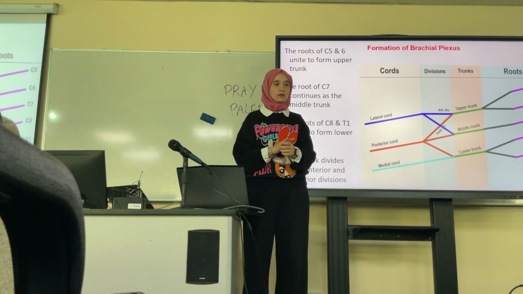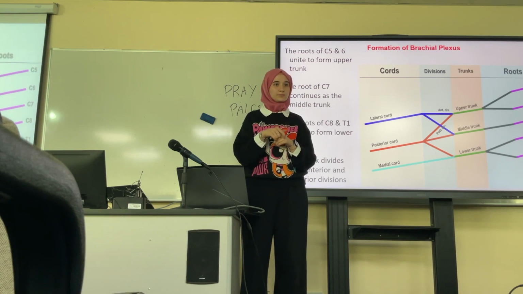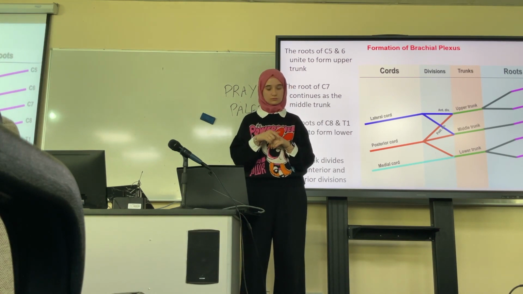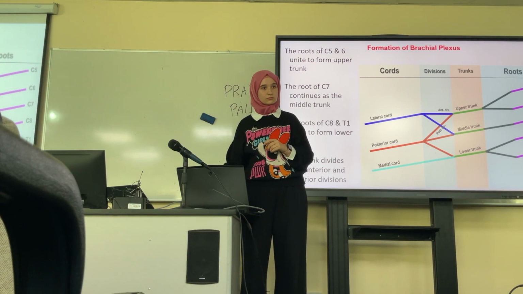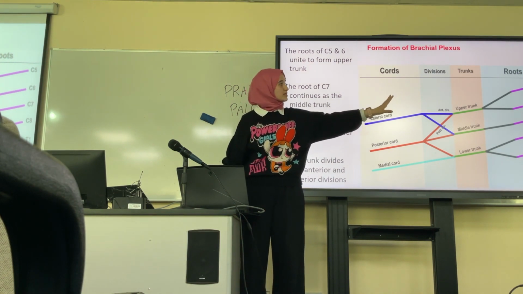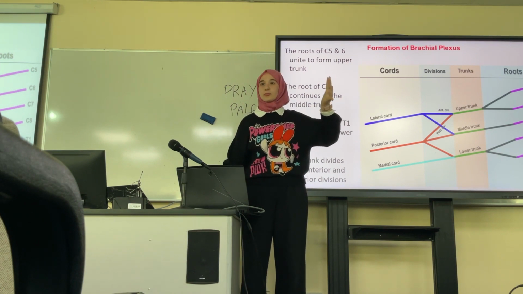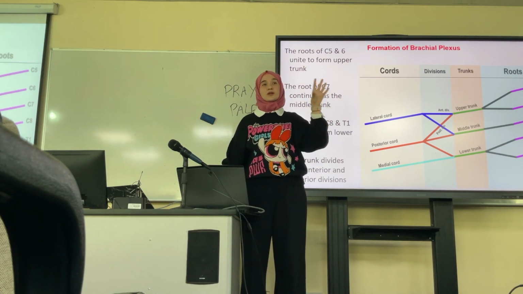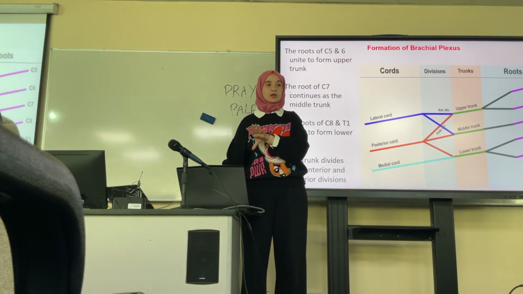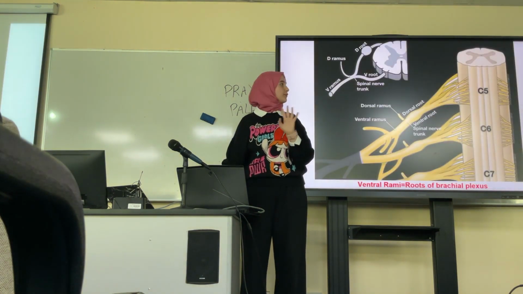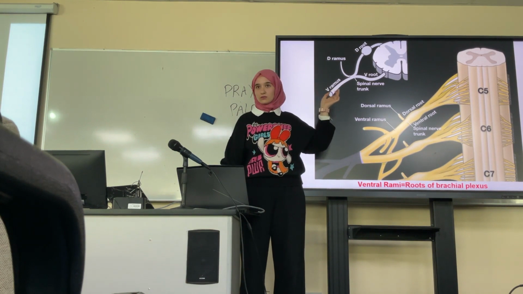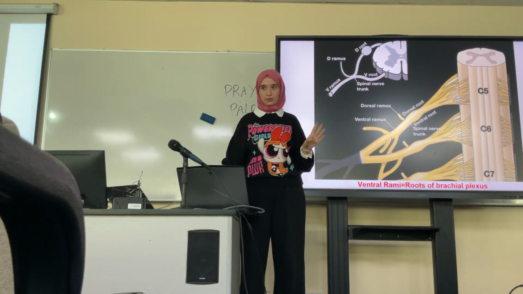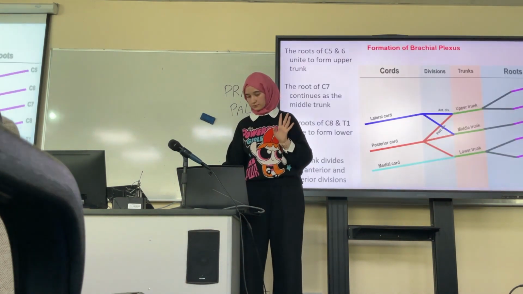Question: from C5 to T1, does it have the dorsal and ventral root, or no? Basically, whenever I say a root of the brachial plexus, in the language of the spinal cord, what am I meaning? The ventral rami only. Did you get this point? Okay.